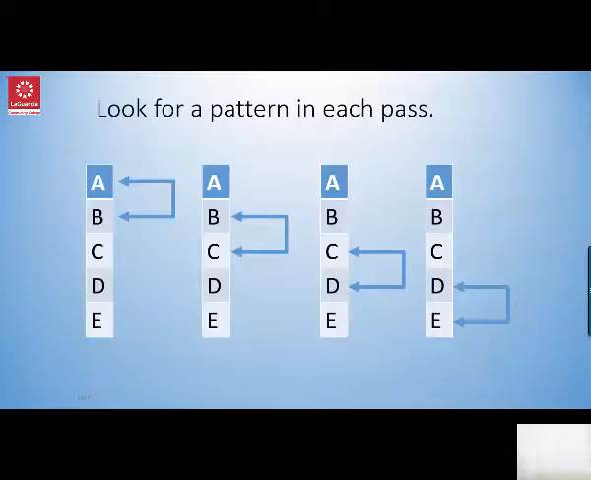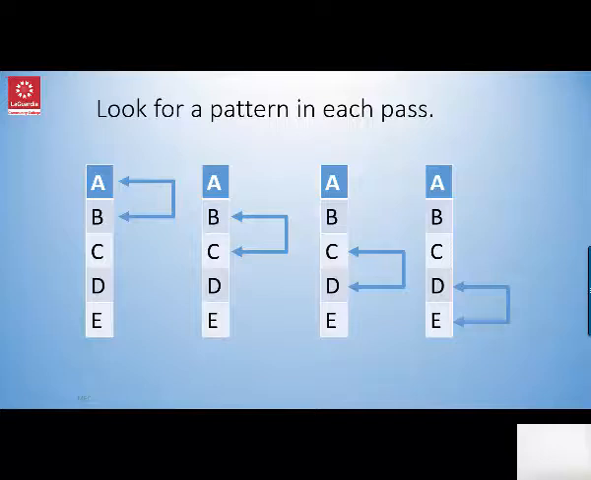What I'm looking for, ultimately, are patterns. There's A, B, C, D, and E. And what I'm doing is looking at two at a time. Look at A and B. Should I swap them? Then I move the next pass to the next line. Should B and C be swapped? Should C and D be swapped? Should D and E be swapped? And then I repeat this four times.